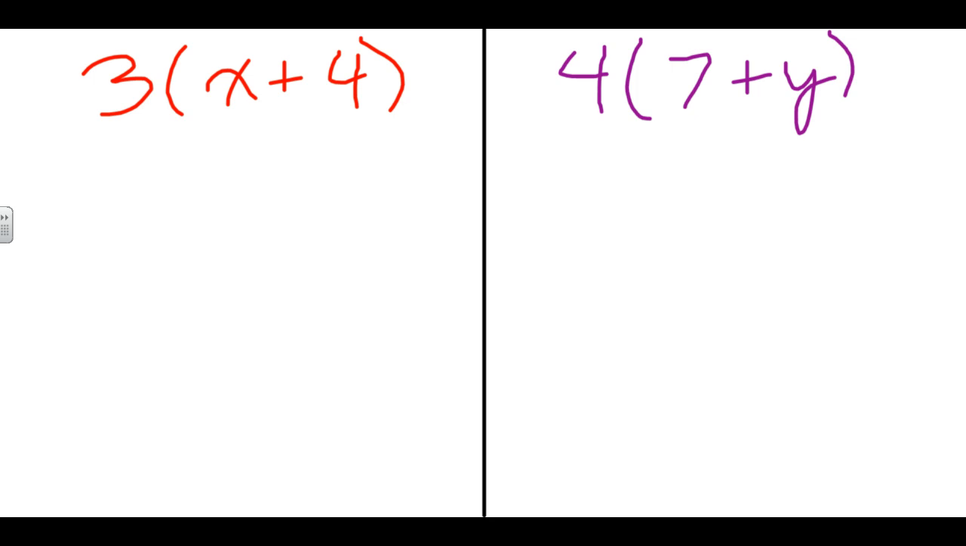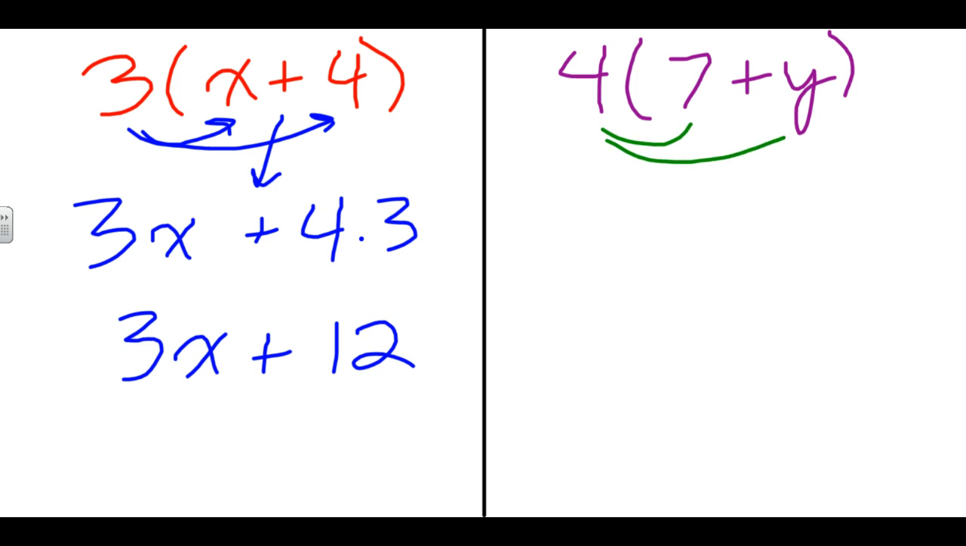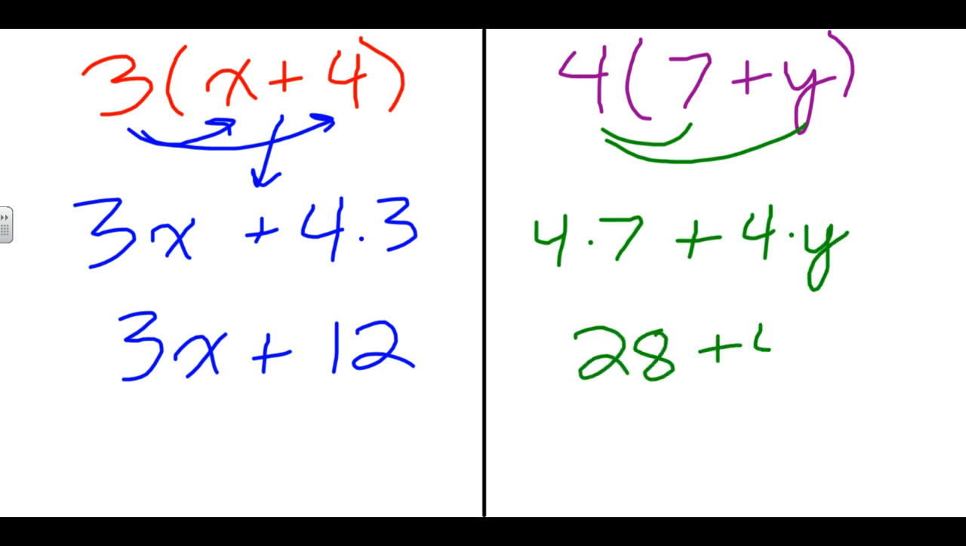We have 2 problems here, 3 times (x plus 4) and 4 times (7 plus y). For the first one, the 3 has to get multiplied by both the x and the 4. So 3x and 3 times 4, keeping the addition between, so it becomes 3x plus 12. In the second problem, we have 4 multiplied by 7 and 4 multiplied by y, so 4 times 7 plus 4 times y, which gives us 28 plus 4y.